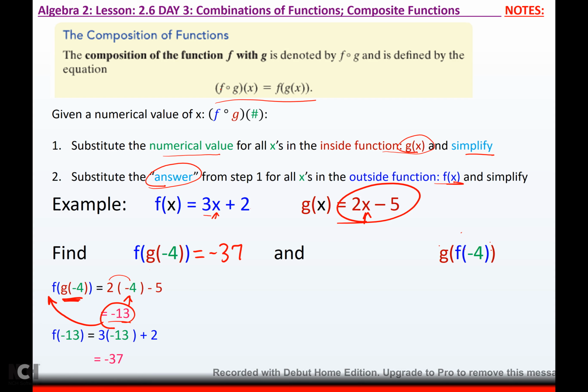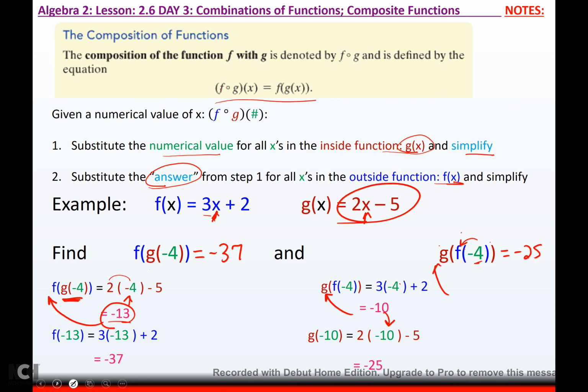And to find g of f of negative 4, now we're going to take negative 4 and plug it into the f function, and then take that answer and plug it into the g function. When I plug negative 4 into the f function, I have 3 times negative 4. Again, I change the x to negative 4. That gives me negative 10. Now I take that to the g function, which says take 2 times what you brought and subtract 5. That gives me negative 25. So g of f of negative 4 equals negative 25. That's composition of functions numerically.